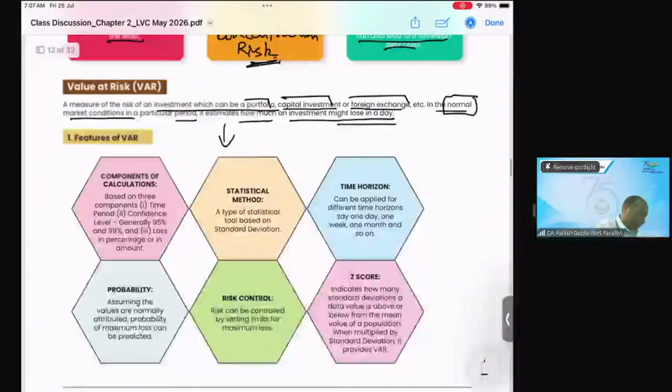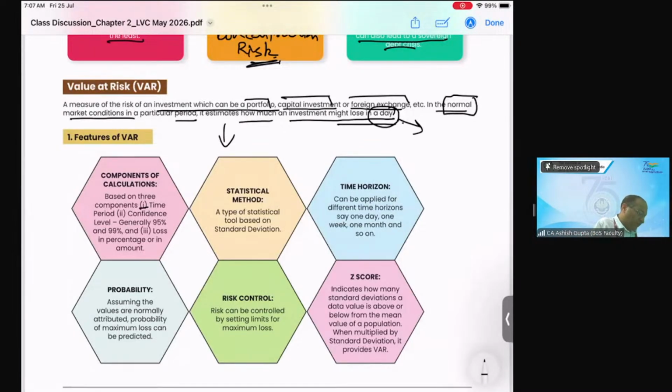Now, let us go back to our components. What are the components of the calculation? How do we calculate it? Basically, there are three components. The first is the time period. Generally, in the definition, it has been considered on a day basis. Of course, that can be customized as per our requirement, which we will see in further questions.